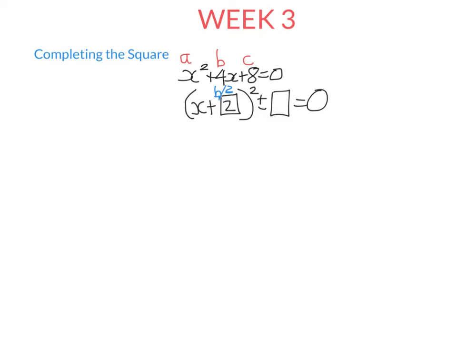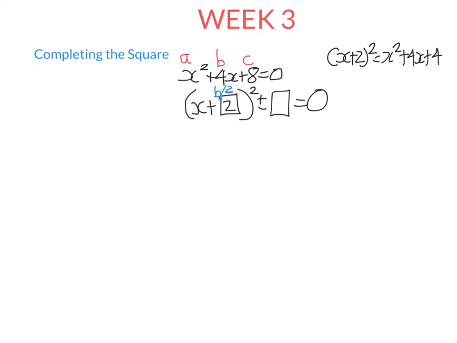So why is it B over 2? Why did I pick that of all numbers? Well, if I expand x plus 2 squared using FOIL, I get x squared plus 4x plus 4. You see, when we expand something like this, the coefficient of x is double this coefficient here. So that's why B over 2 goes in the brackets here.